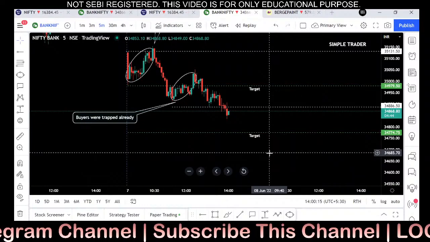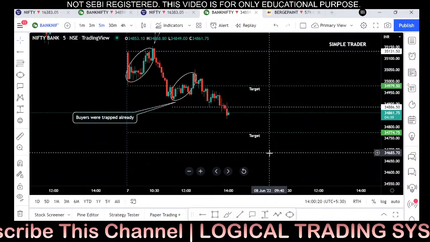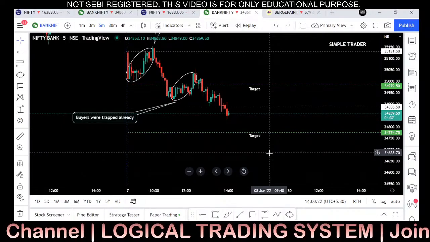But the momentum needs to pick up and go further down. That is the only thing which is actually missing.